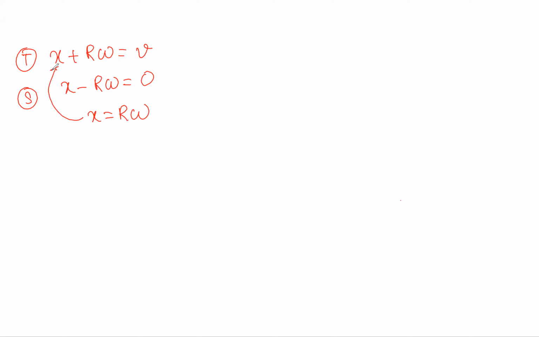So at least I said that x plus r omega is equal to v at the top point, and at the bottom point x minus r omega is equal to 0. So basically x is equal to r omega. If you substitute that over here, then you'll get that 2x is equal to v, which implies x is equal to v by 2. Now when x is equal to v by 2, we can again put that in this equation over here to get v by 2 is equal to r omega, which means omega is equal to v divided by 2r.